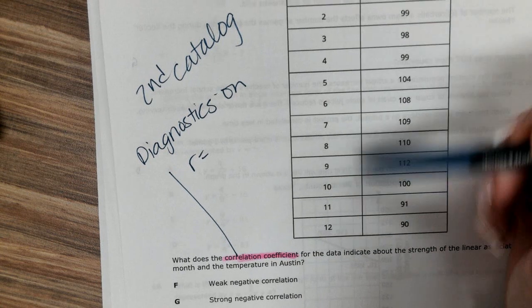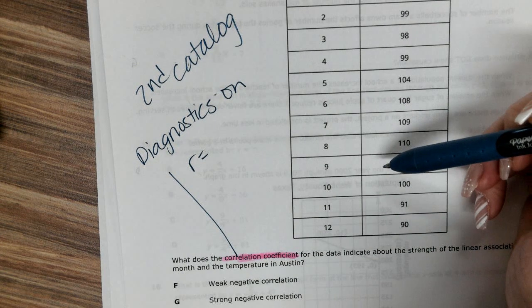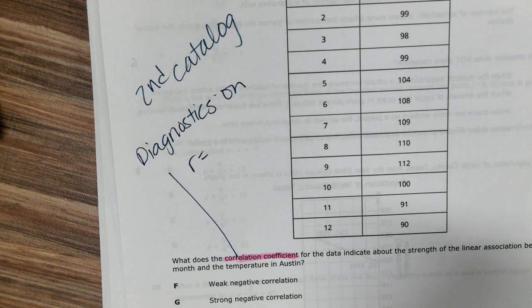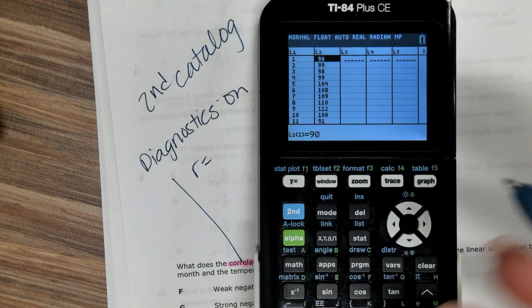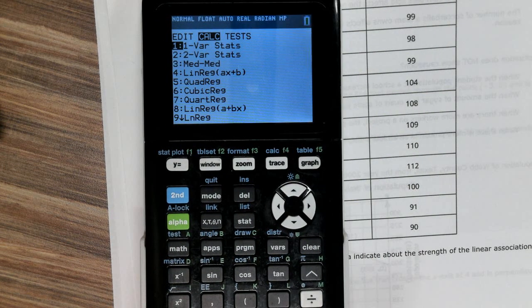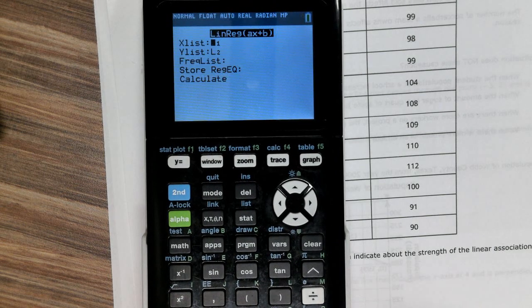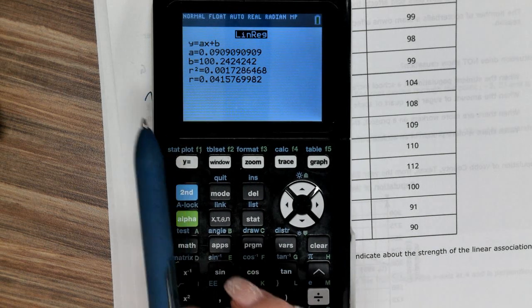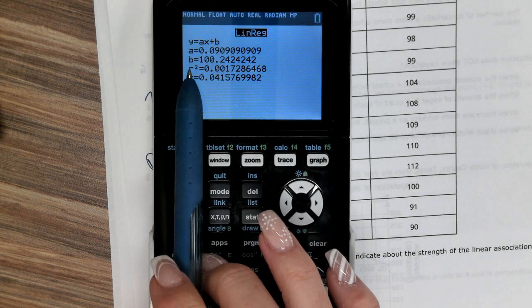Now, do you have to put in the full table? Yes, this is not a linear situation, so it needs every single point put in, which you'll see I already put in. And then I'm going to go to stat calc. We're looking for a linear relationship. It is not linear. Just what is the type of linear relationship? So option 4. And I am looking at the correlation coefficient, which is the R, not the R squared.